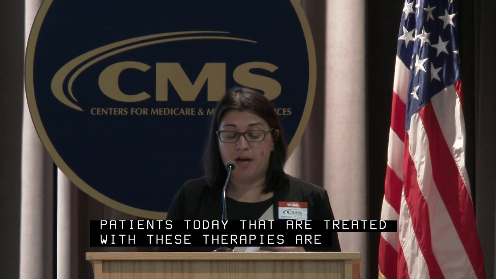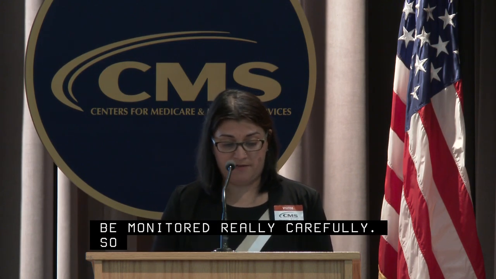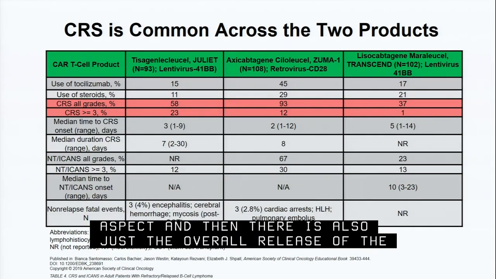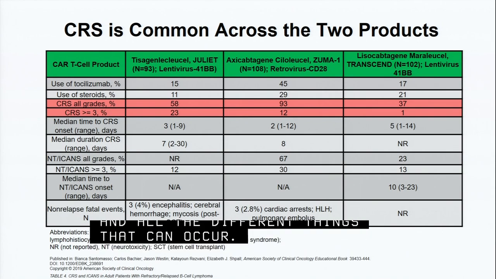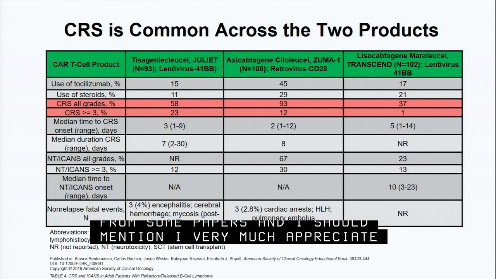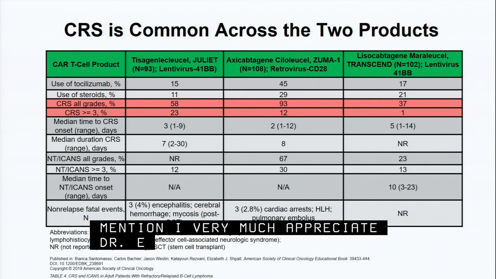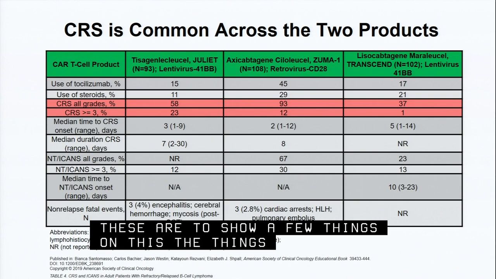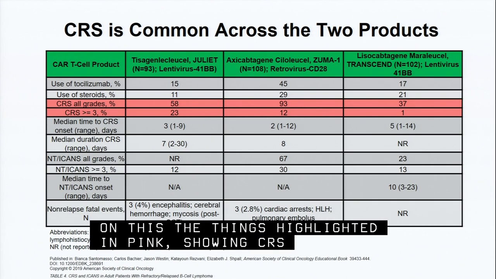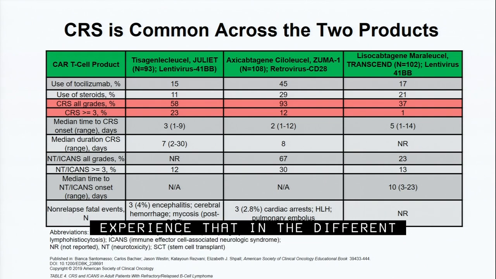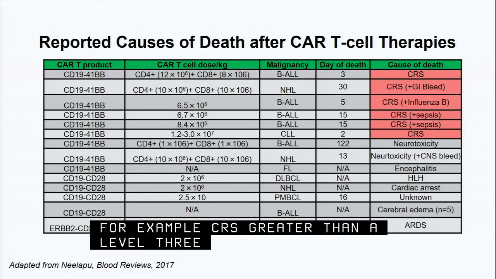The next two slides are coming from some papers. Oh, and I should mention, I very much appreciate Dr. E.J. Spall from MD Anderson, who shared a number of the slides here. These are just to show a few different things. The things that are highlighted in the pink are basically showing CRS at all different grades and what percentage of the patients experience that in the different products that are in the columns. For example, for CRS greater than a level 3 grade, you can see the percentage there. The median time to CRS is sort of interesting, and also then the ICANS, the other complication that can occur, and I'll show you a picture of that in just a minute.